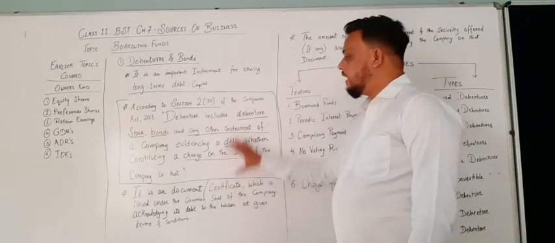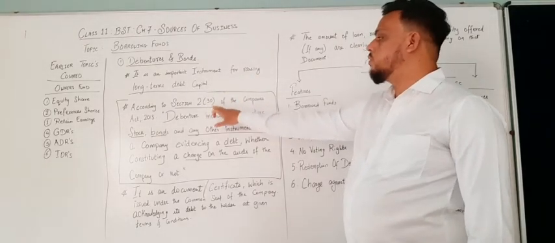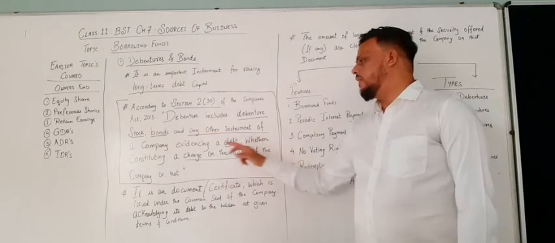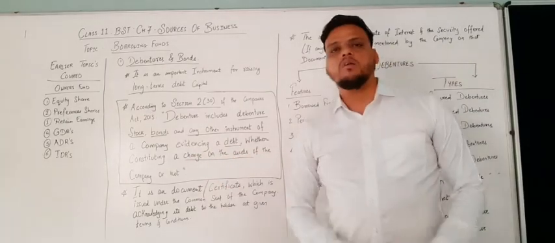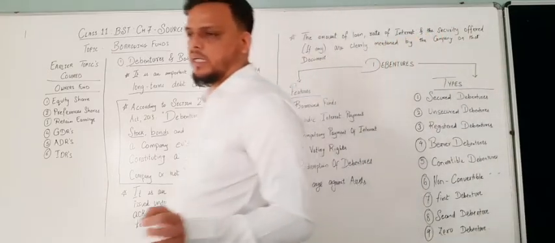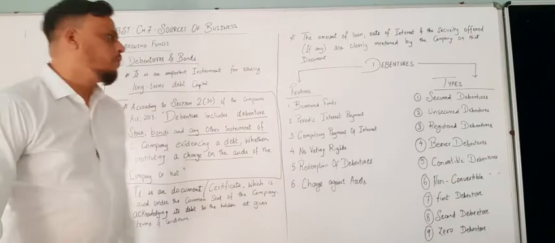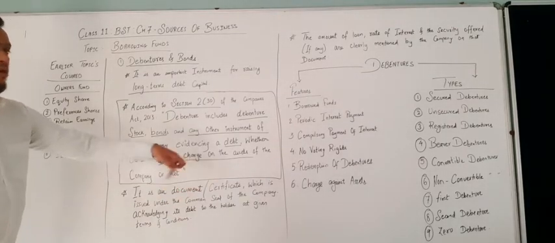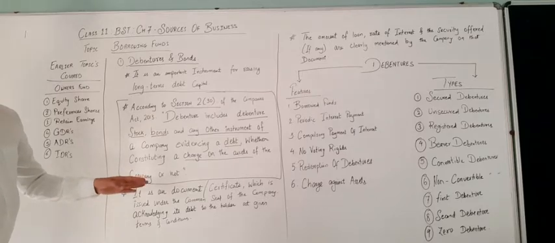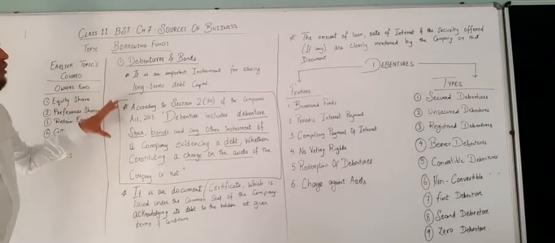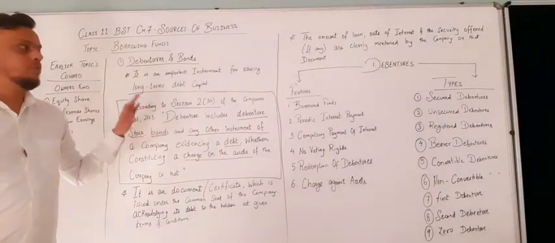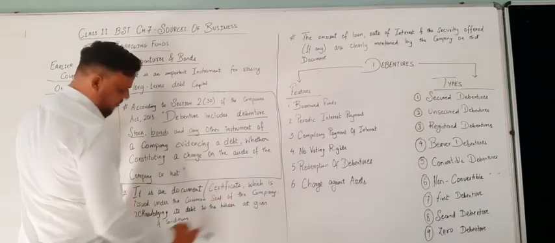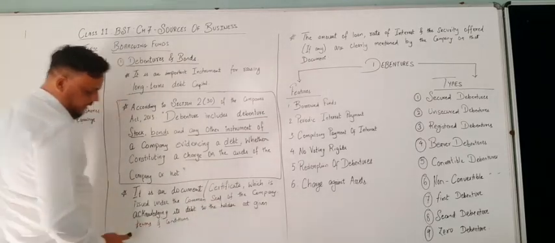So it has to be mentioned that according to Section 2(30), debenture includes debenture stock, bonds and any other instrument of a company evidencing a debt, whether constituting a charge on assets of the company or not. This much has to be written perfectly in your paper also if the question occurs. Now, the next point is that it is a document or certificate. You should give special importance to the definition. It is a document or certificate issued under the common seal of the company, acknowledging its debt to the holder on the given terms and conditions.